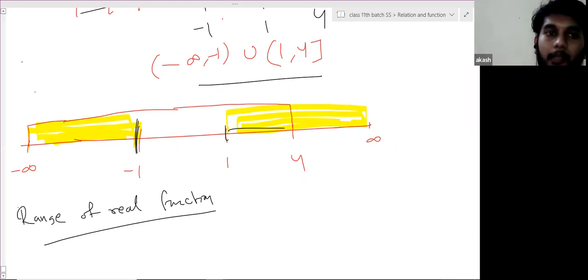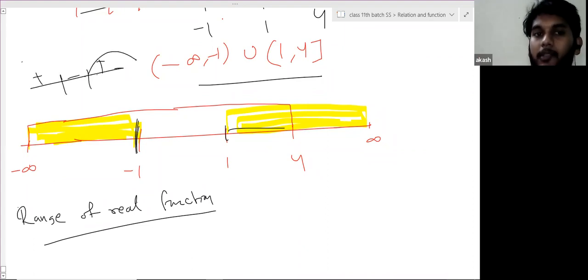Why is that called the wavy curve method? Plus, minus, plus. If positive is this wave, then this looks like a wave, like a sine wave or cos wave. We are going to learn that in trigonometry also. So that is why this is called the wavy curve method.